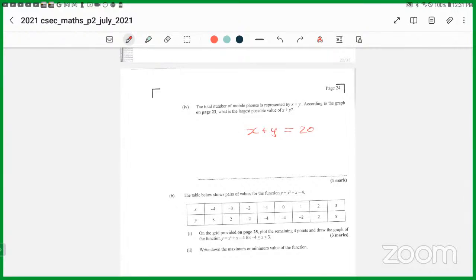All right. Remember, guys, if you got it wrong, redo it. More maths equals better maths. If you got it wrong, redo it.